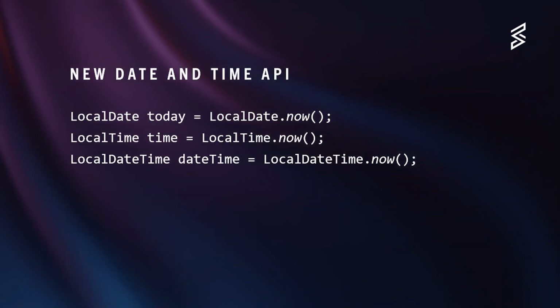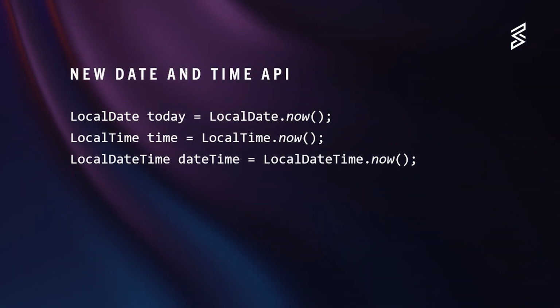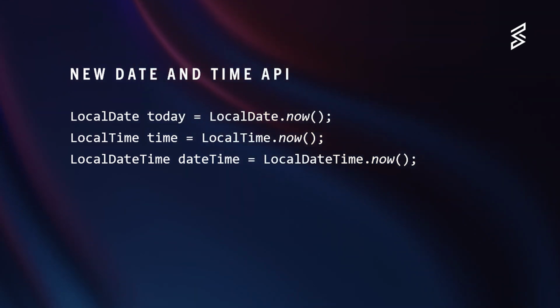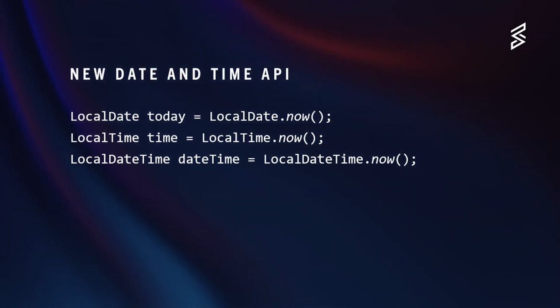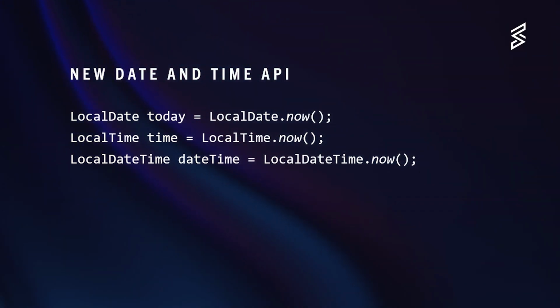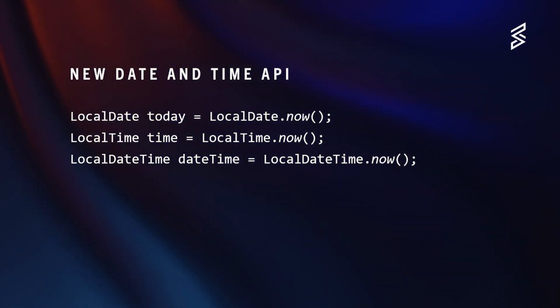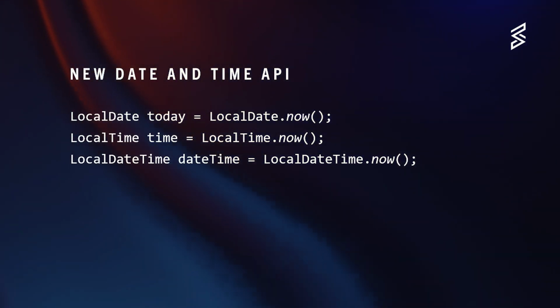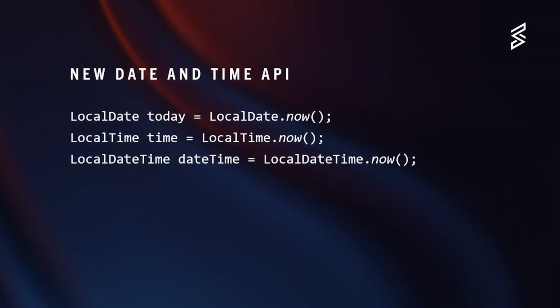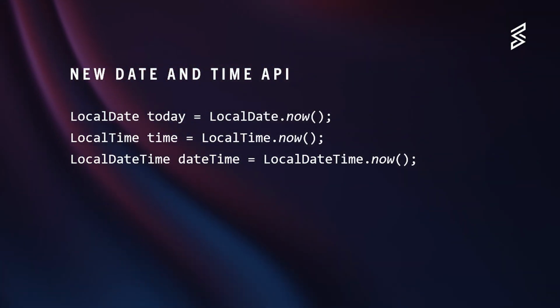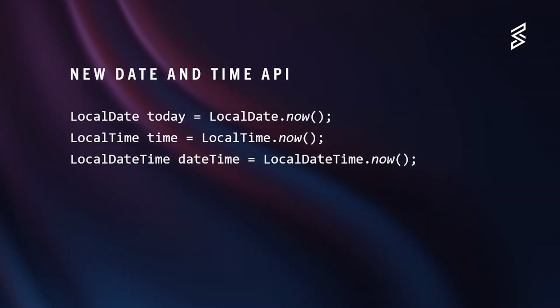The old Date and Calendar classes were mutable and error-prone. Java 8 introduced a modern datetime API under java.time. For example: LocalDate today = LocalDate.now(); LocalTime time = LocalTime.now(); LocalDateTime dateTime = LocalDateTime.now(). These classes are immutable and thread-safe.